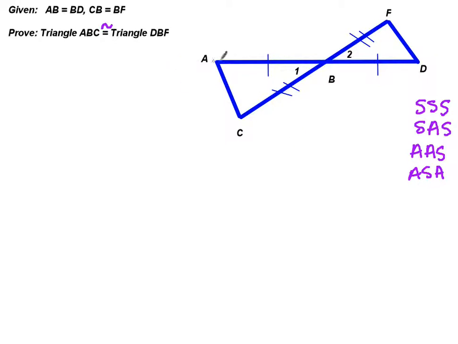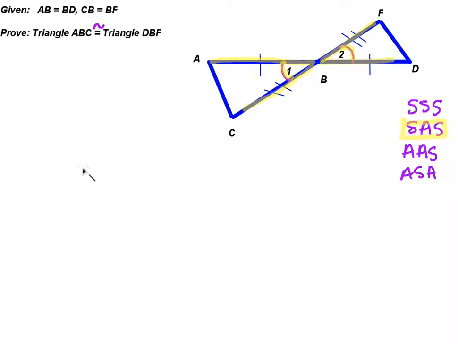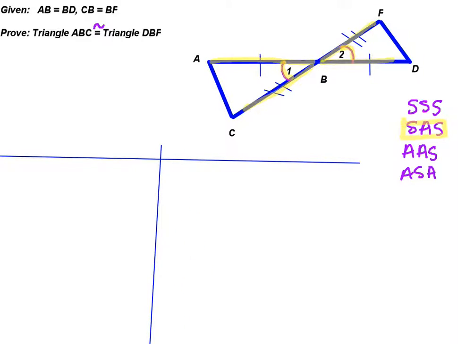So when I look at this, I already can look at the picture and tell that angle 1 and angle 2 are going to be congruent because they are vertical angles. So when I look at what I have marked congruent, I notice that I could use side, angle, side. So I already know, looking at this picture, that I'm going to use SAS to prove the triangles are congruent. So I'm going to get my T-chart together to get this proof going.